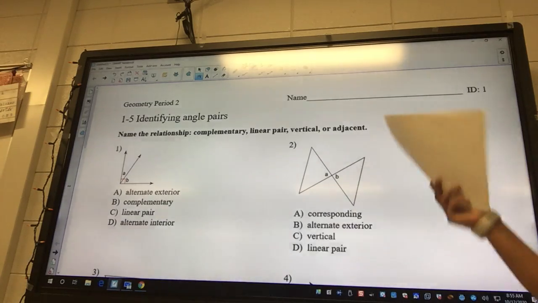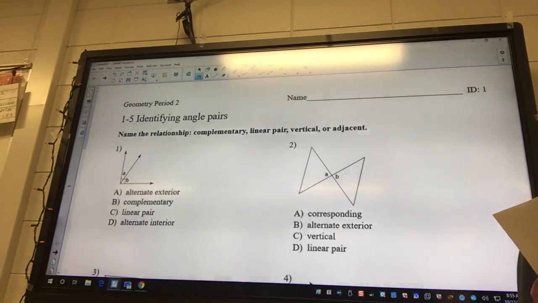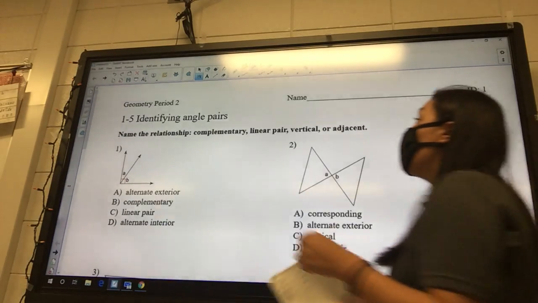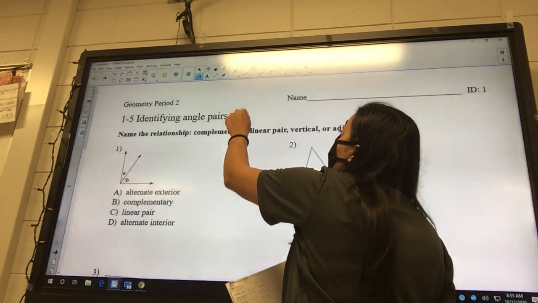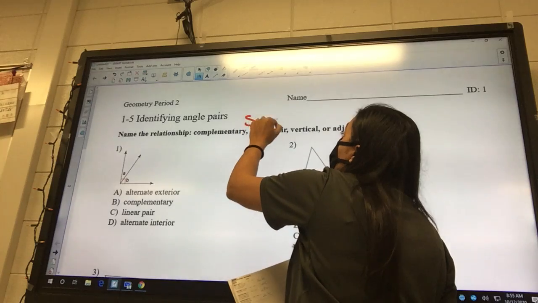Okay, what's another word for linear pair? Straight, or what's our vocab word? Supplementary. Okay, so I'm gonna say sup.